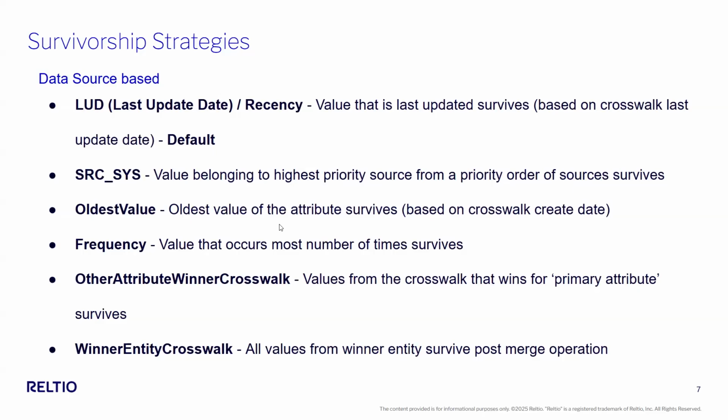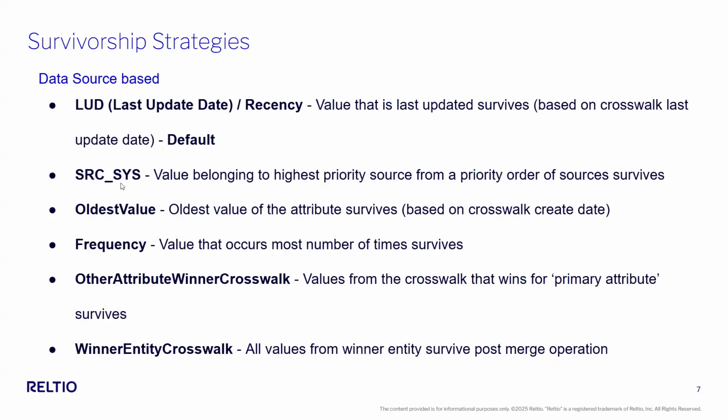All right, so survivorship strategies. If I have to group those strategies into broad categories, the first one is data source based. So these are the strategies that are dependent on the source of the data. The first one is last update date, also known as LUD or recency. So basically, if you define the survivorship as LUD for an attribute, then the value which has the most recent update date, irrespective of the source, wins. It does not matter which source the data is coming from, but if it is the last updated value, that is the value that becomes the operational value.